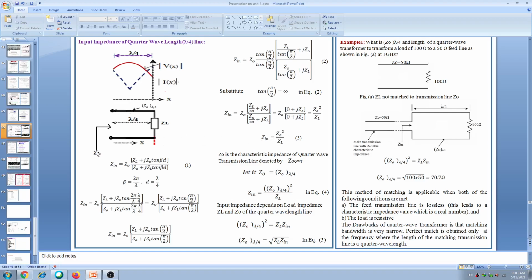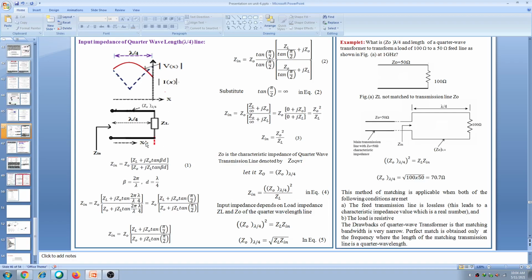What we can see here is that ZIN is not equal to ZL, unlike at low frequency. It doesn't behave like a simple short circuit. With a transmission line like this and a connected load, we cannot expect ZIN equal to ZL. It is given by Z0 square divided by ZL. It depends upon the value of the characteristic impedance of this transmission line. That's why it is called a transformer. It is transforming this ZL to this input impedance looking in this direction.